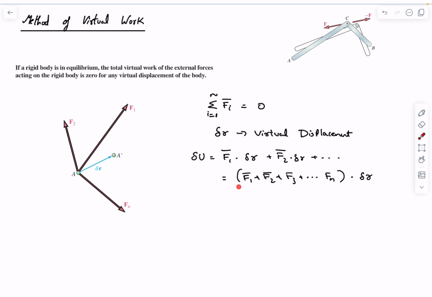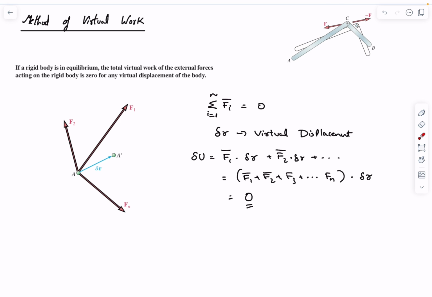As we discussed, the particle is in equilibrium, so I can easily say that the summation of all the forces should add up to 0, which means delta U comes out to be 0. Hence we have proved that the total virtual work by all the forces acting on the body for any virtual displacement is 0, provided the particle is at rest.